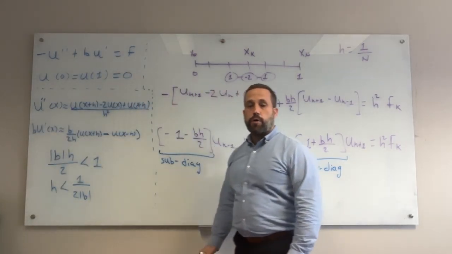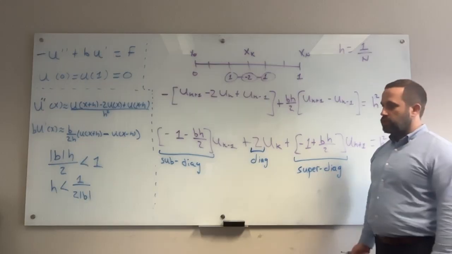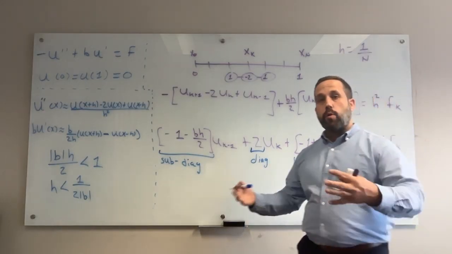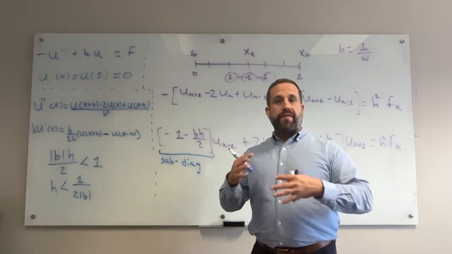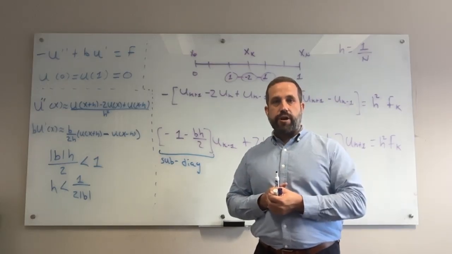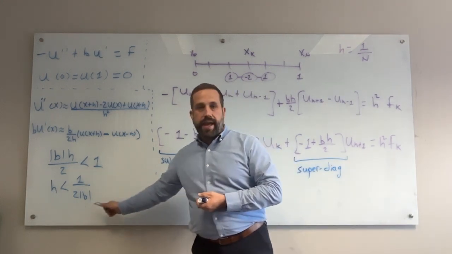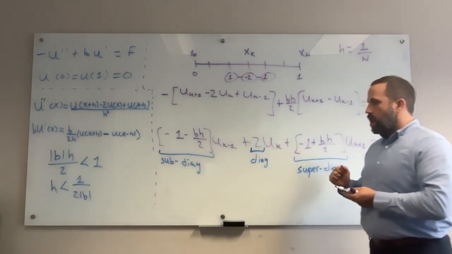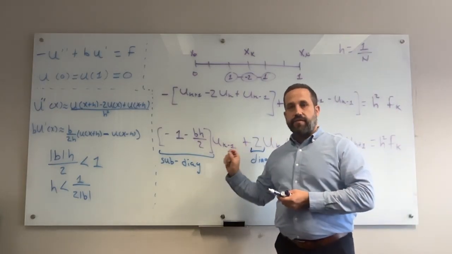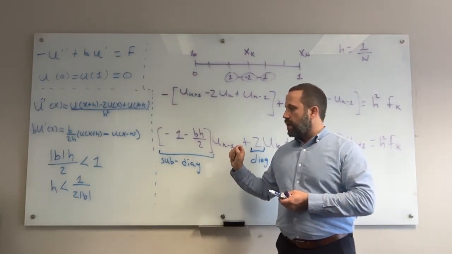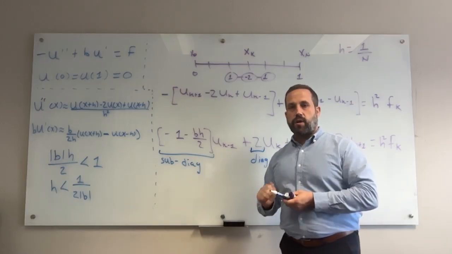Now, if the absolute value of b is very big, this might give us a value of h that's too small to use. For whatever reason, maybe it won't converge fast enough. Again, we'll talk more about this when we talk about the convergence of our iterative methods. But it just says if b is very big, h might need to be too small. Unless we can come up with a different type of scheme that's not going to have this problem.